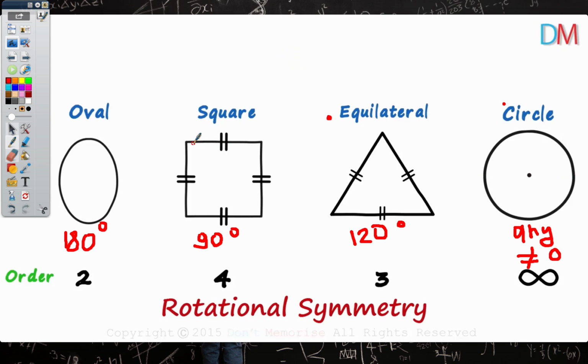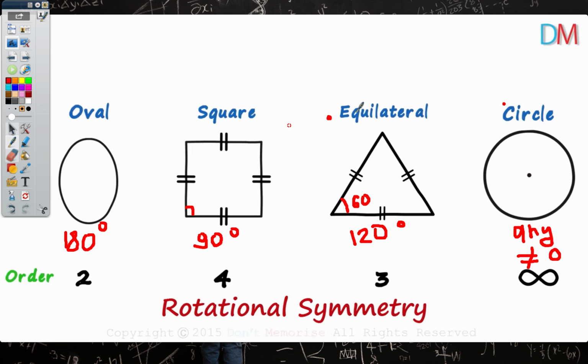So, but note that this is a regular polygon, right? Because all sides and all angles are the same. All angles are 90 degrees and all sides are the same, as you see. And this is also a regular polygon. This is an equilateral triangle. All sides are the same and all angles are the same, 60 degrees, right?